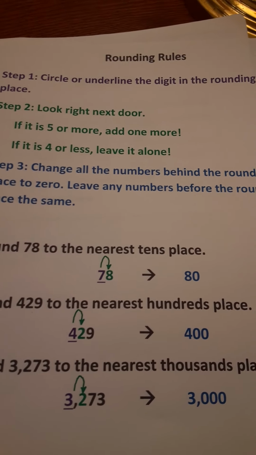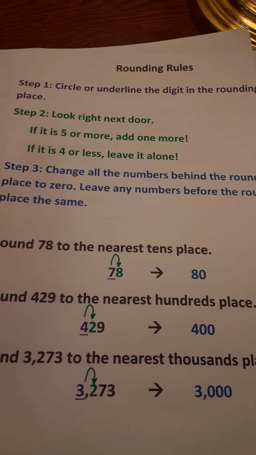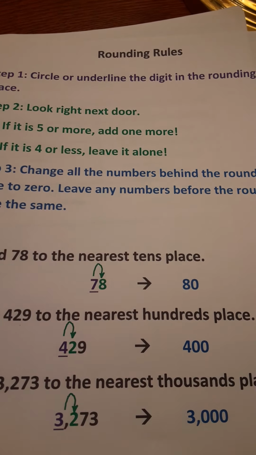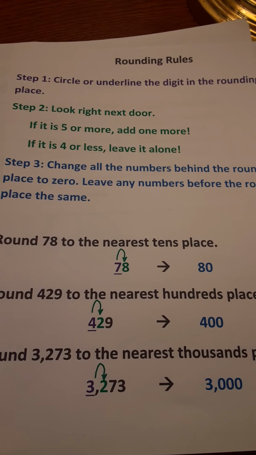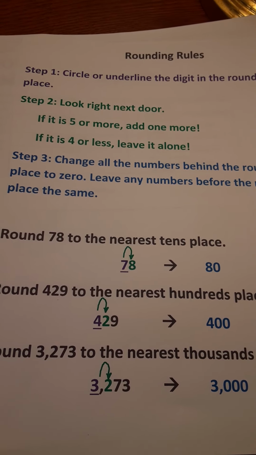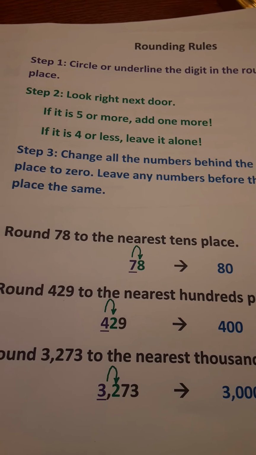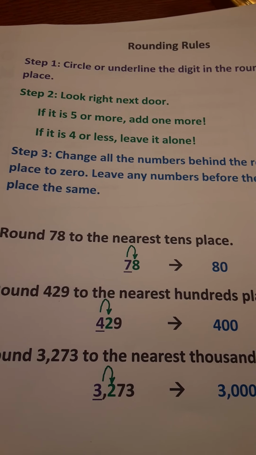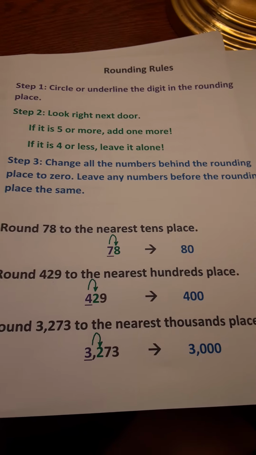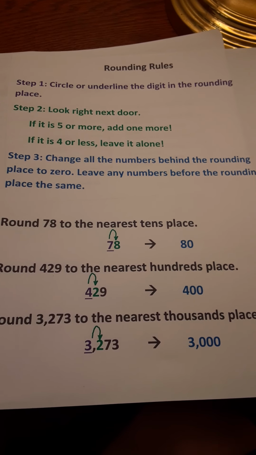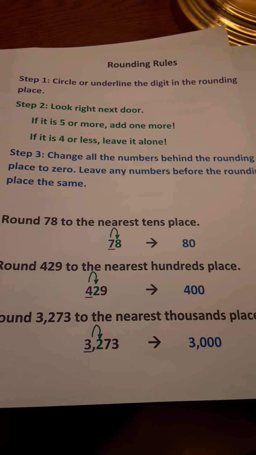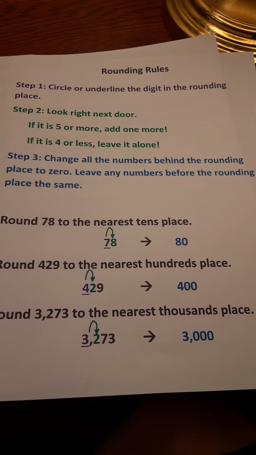Okay, so what you're going to do first is circle or underline the digit in the rounding place. Look right next door. If it's 5 or more, add one more. If it's 4 or less, leave it alone. And so then after that, you'll change all the numbers behind the rounding place to 0. Any numbers before the rounding place stay the same.